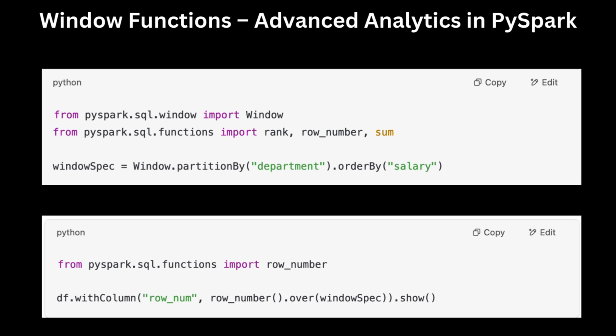Row number assigns a unique sequential number to each row in the partition. Rank is similar to row number, but assigns the same rank to rows with equal values. Dense rank is like rank, but with no gaps in ranking values. Lag and lead access the previous or next row's value. Sum and avg compute running totals or averages. Let's see an example, where this adds a column that ranks employees by salary within their department.